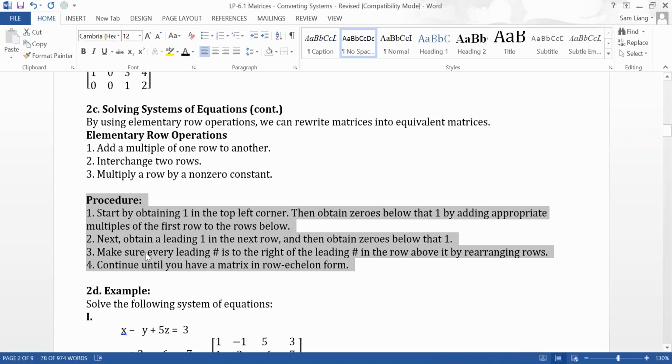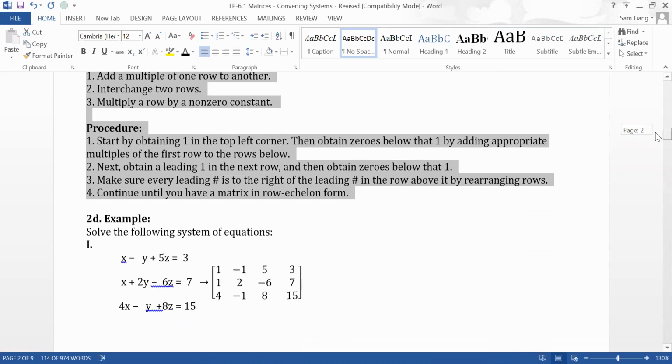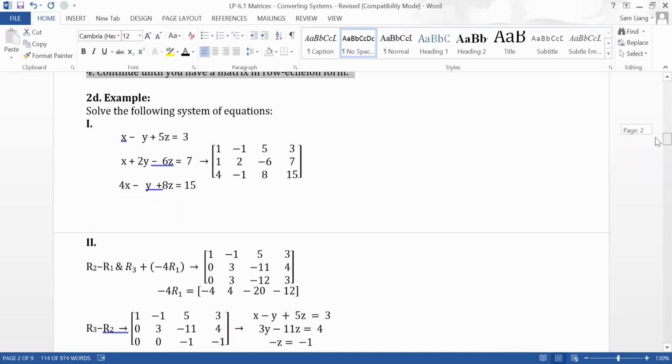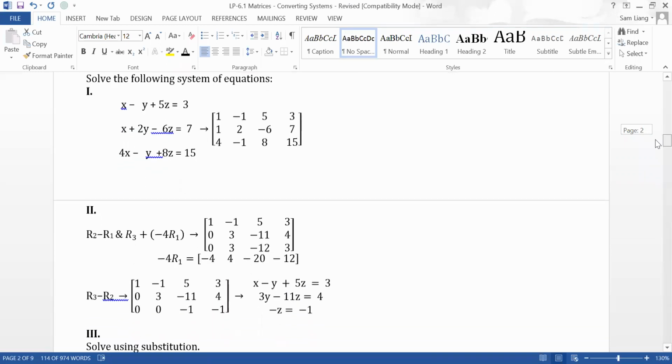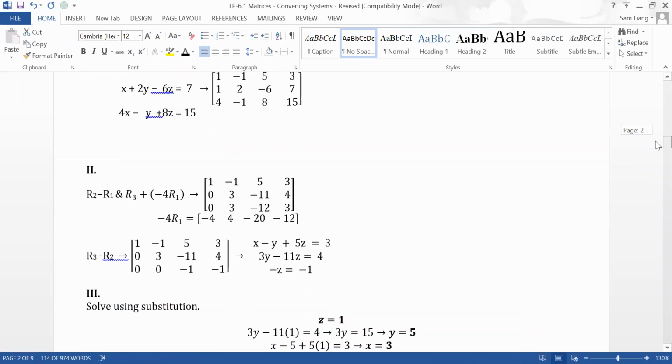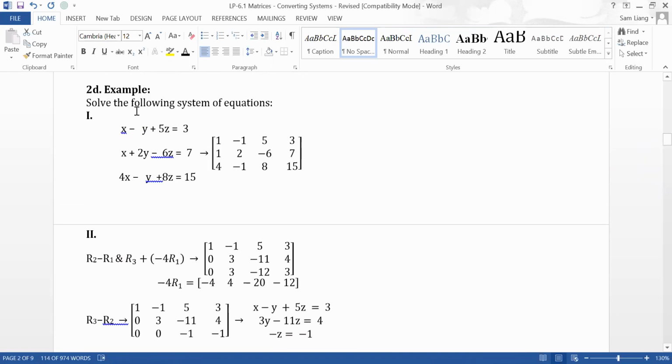Okay, is anyone still copying this part? Okay, if not, I'll move on then. All right, so we're going to close with this example. So we're going to solve the following system of equations. We're just going to do one example and then we'll close. All right, so here is the system.